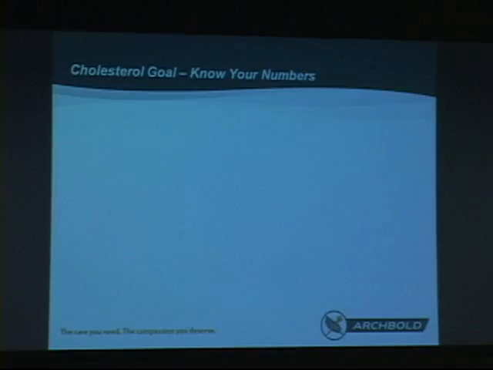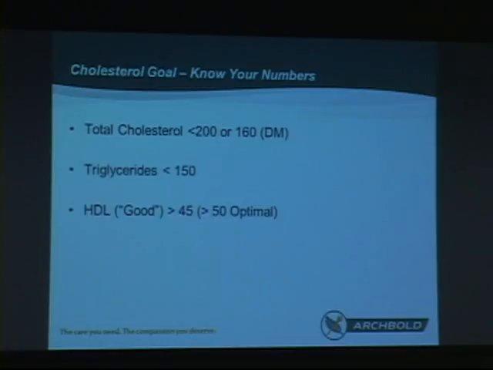All right? Now, cholesterol goals. Goals have changed over the years, and there's a lot of controversy in this. So I'm going to give you the simplest goals. Total cholesterol less than 200, and for diabetics and people with known heart disease, less than 160 total. Triglycerides, less than 150. That's for everybody. All right?